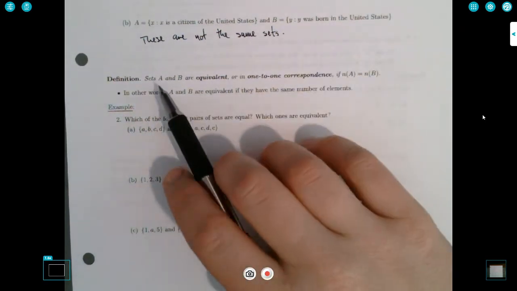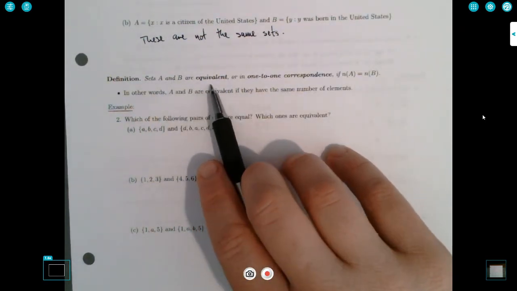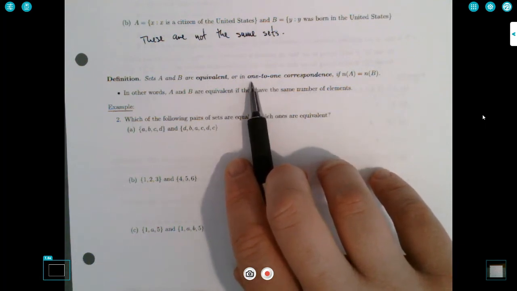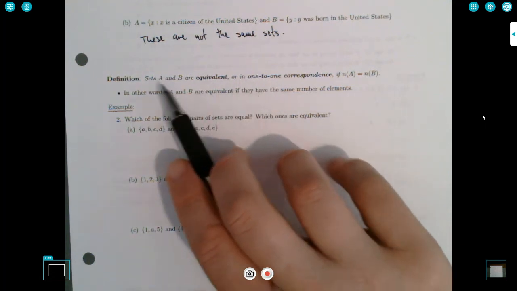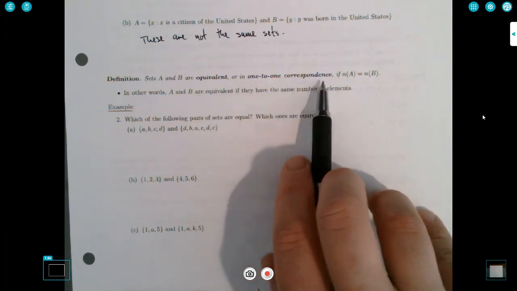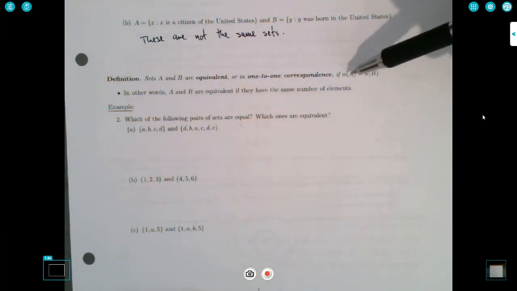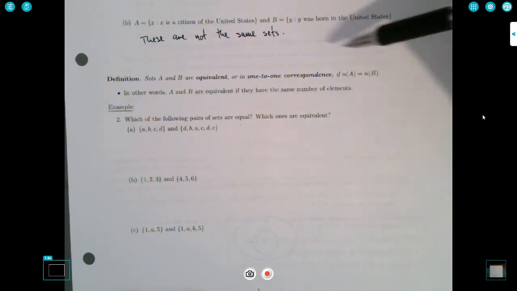So that's what it means for two sets to be equal. Now, another way that we compare sets is we talk about set equivalence. The way that works is we say sets A and B are equivalent, or a better way to say it, in my opinion, is to say that sets A and B are in one-to-one correspondence if their cardinal numbers are the same. So if the number of elements in A is the same as the number of elements in B, then we say that A and B are equivalent. The elements themselves don't have to be the same, okay? This just has to be the same number of elements.